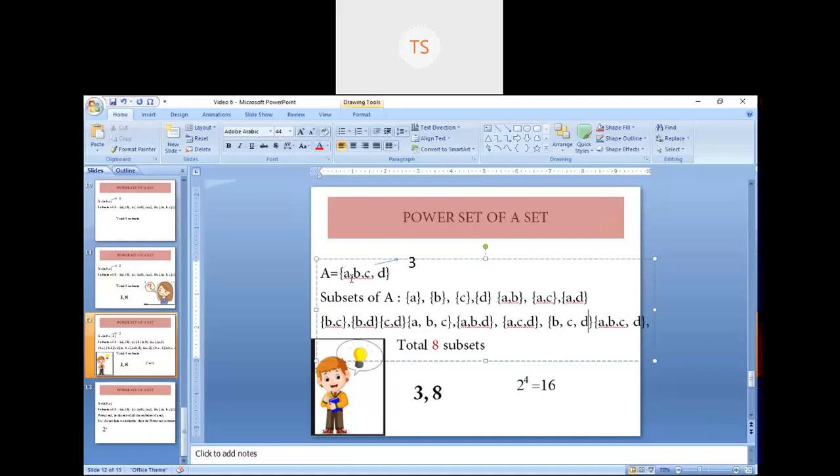If capital A has the elements A, B, C and D, that means the 4 elements, so here 2 to the power 4 is equals to 16. So you must have 16 subsets. Now try to write all the 16 subsets. Okay, so these are the 16 subsets of a capital A. Clear how to use this particular formula?